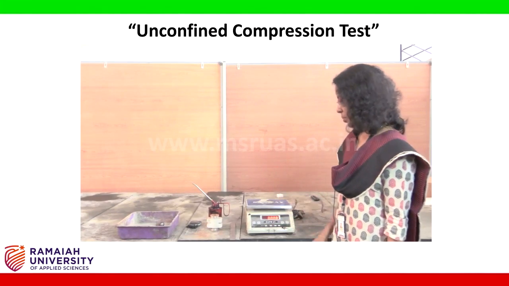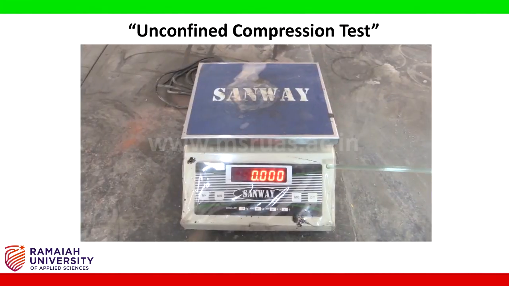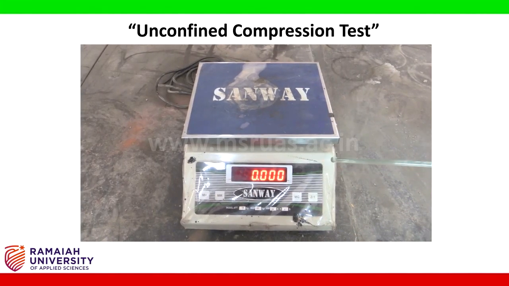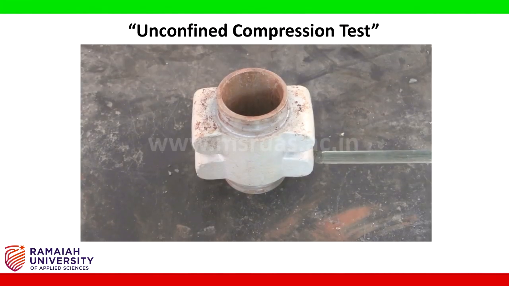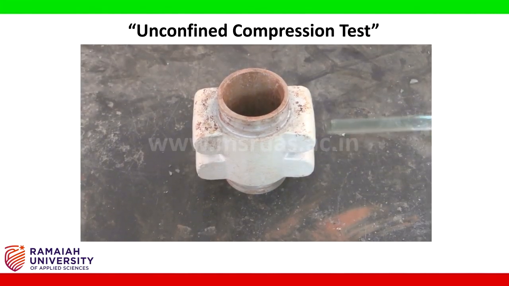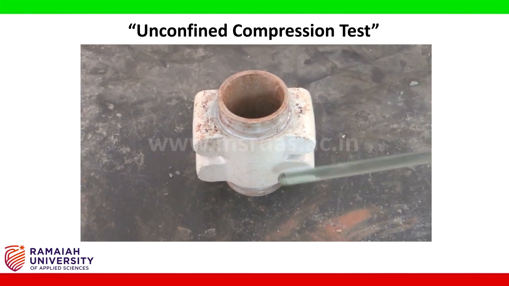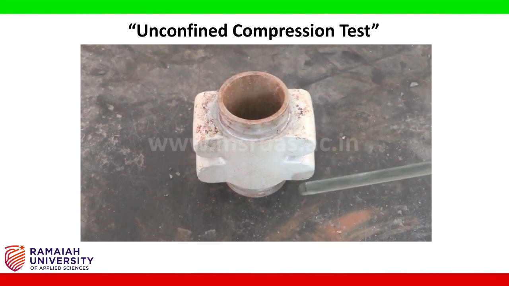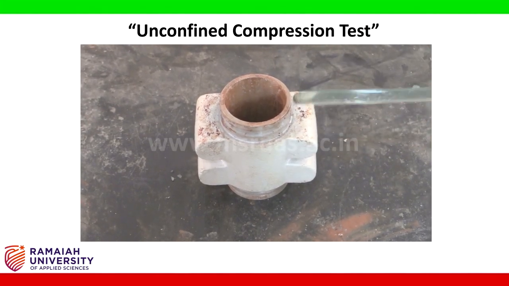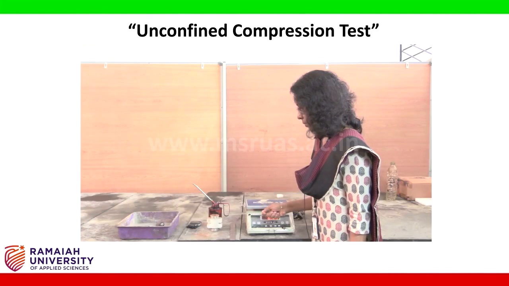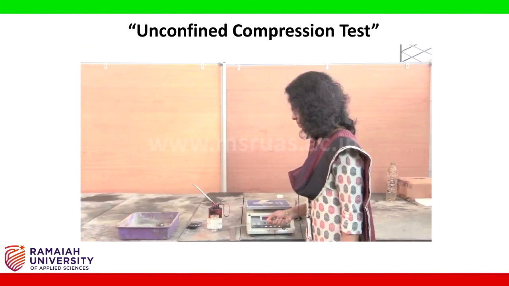For sample preparation, we require a weighing balance, which is used to accurately measure the soil sample. A mold is used to prepare the soil sample. The size of the mold is 38 mm diameter and 76 mm height. A measuring scale is used to measure the dimensions of the mold.